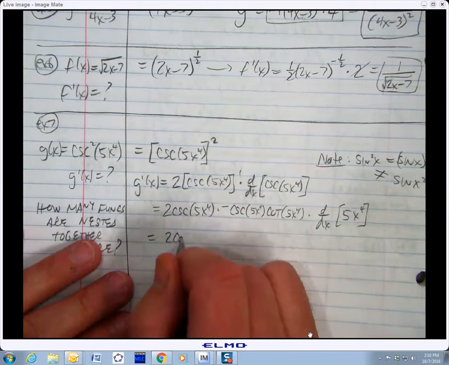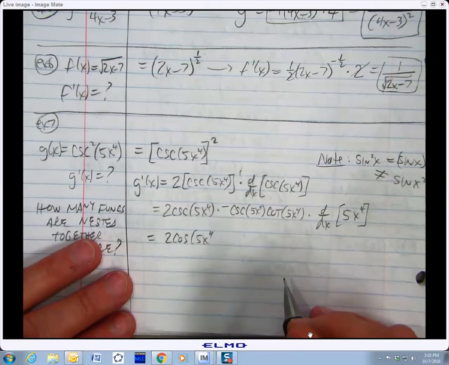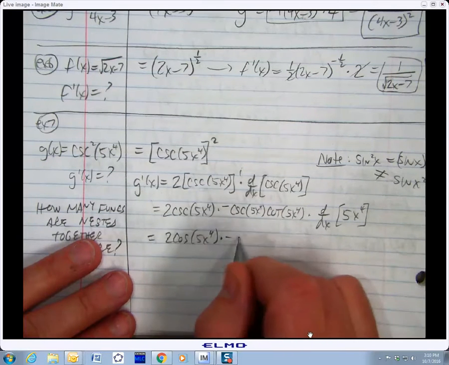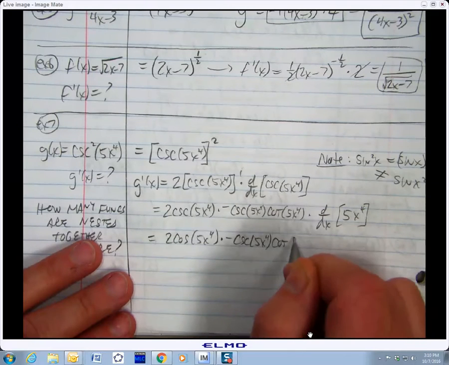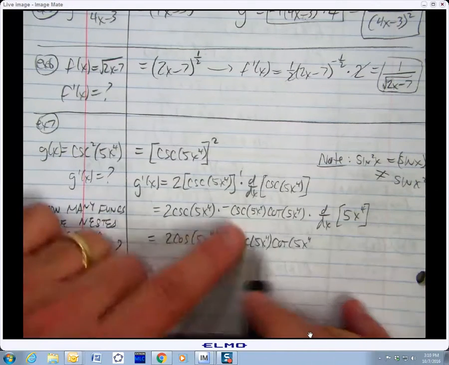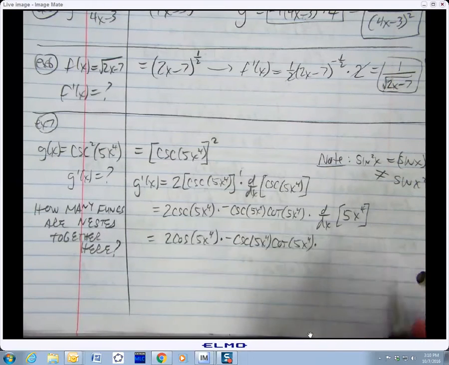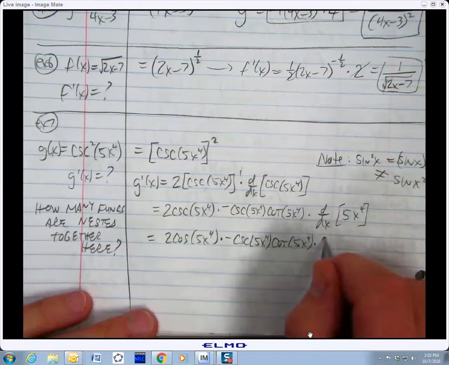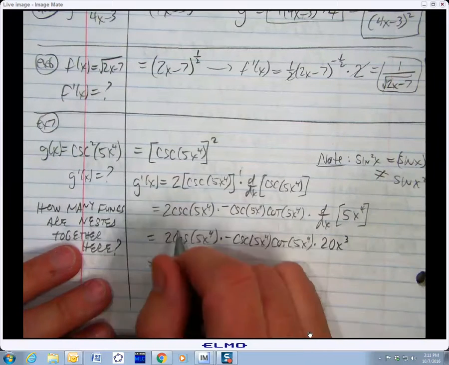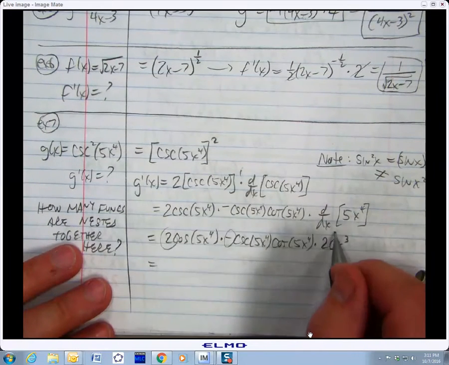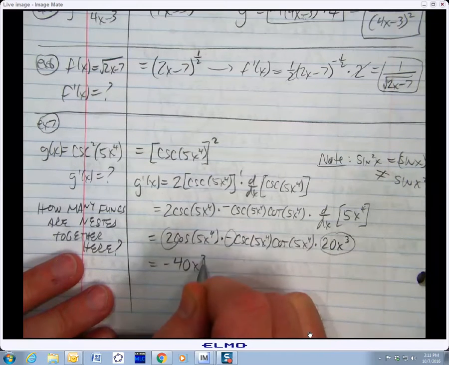Okay, we're almost there. 2 cosecant of 5x to the 4th times negative cosecant of 5x to the fourth. And I know some of you are thinking, couldn't we put some of that together? The answer is yes. I just thought I would leave that for later. All right, we need the derivative of 5x to the fourth. That's a simple one, 20x to the third. So now we're going to take the 2 and the negative 1 and the 20x cubed, put them together, get ourselves a negative 40x cubed.